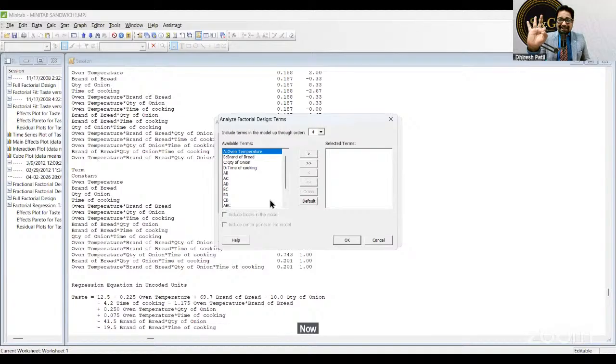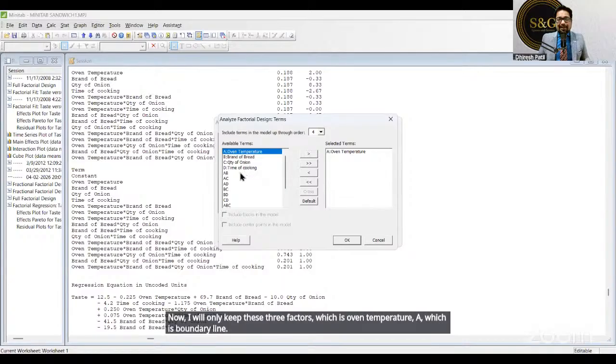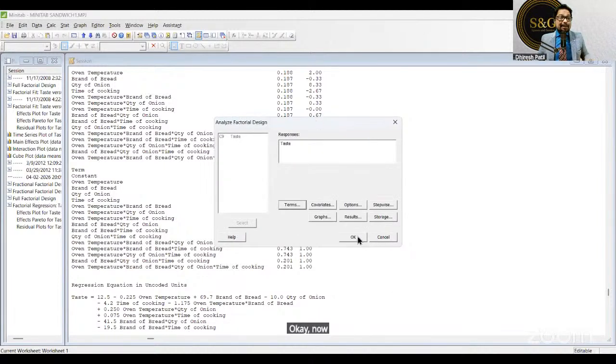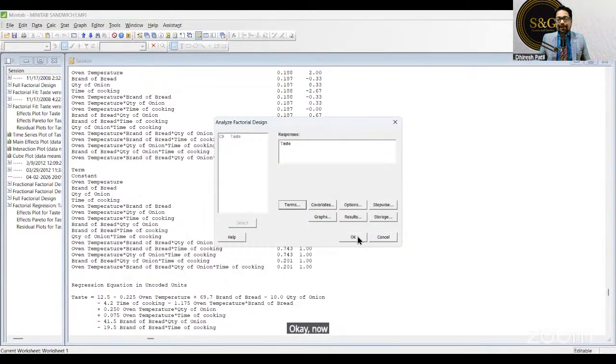Now I will only keep these three factors, which is oven temperature, A, which is on the boundary line, quantity of onion and time of cooking. I just double click on these three factors and I say okay, that's it. A, C and D, remaining all I am removing. Okay, now I am saying okay, that means what? I am doing the experiment again. Now I don't have to run the experiment again. I just have to do the analysis again. That's it. Okay. Now let's click on OK.